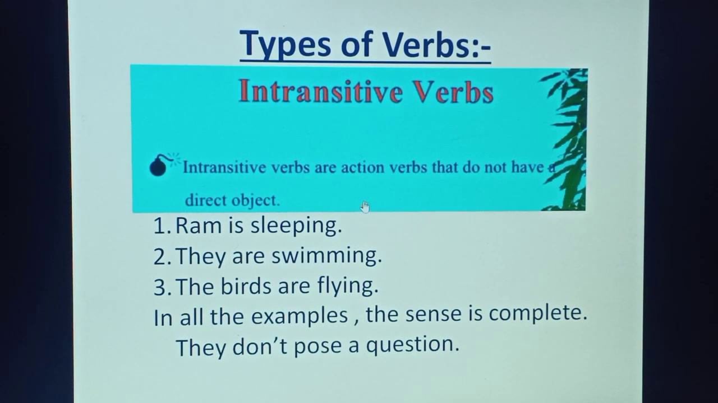So now we are discussing types of verbs. See students, on the basis of requirement of object, there are two types of verbs. One is intransitive verb, another is transitive verb. I am repeating again, on the basis of requirement of object, there are two types of verbs: intransitive verb and transitive verb. Okay. So firstly, we are going to talk about intransitive verb. It is a type of verb which doesn't require any object to make complete sense.